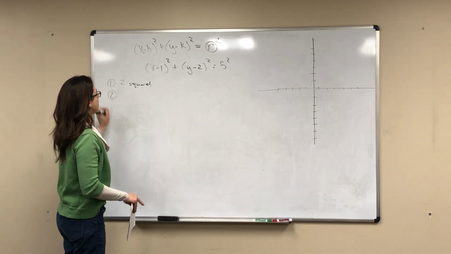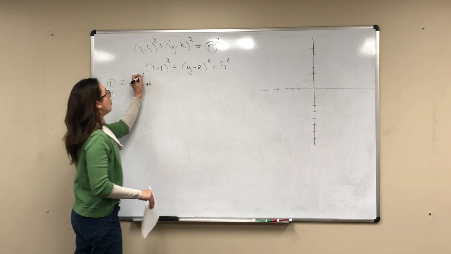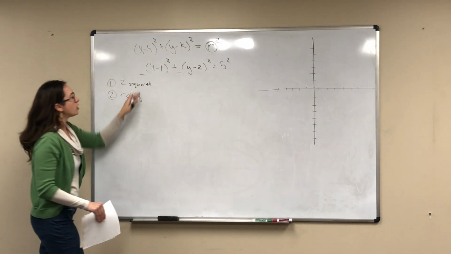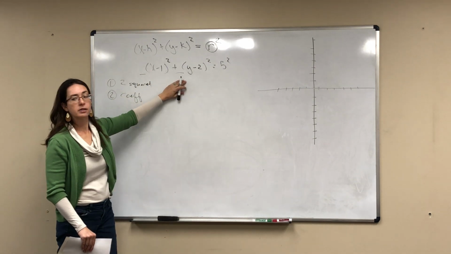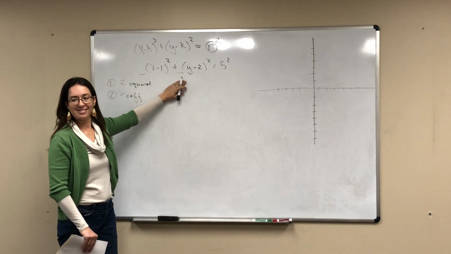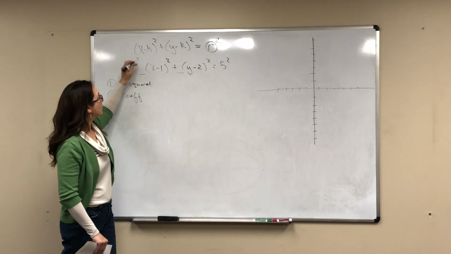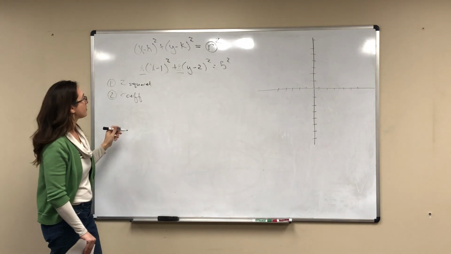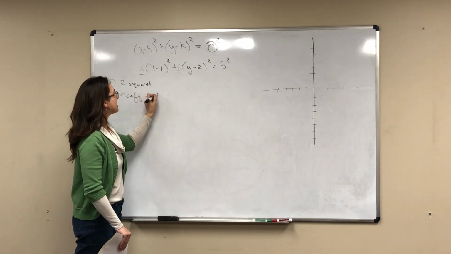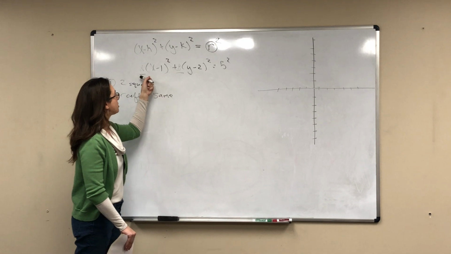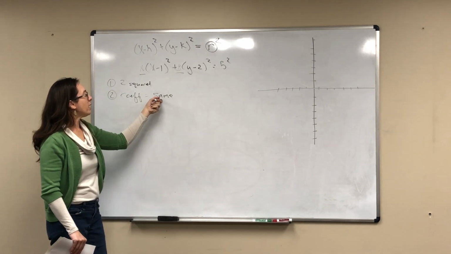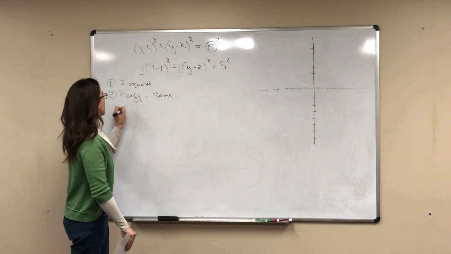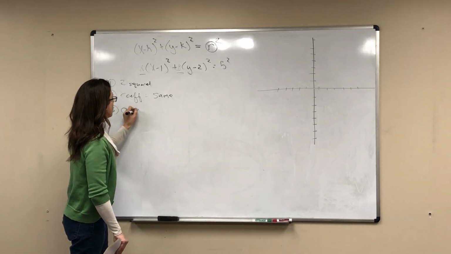The second question is, what are the coefficients? So what are the coefficients of my x and my y? What's the coefficient right here? 1. This A and this B, 1. Right? They're both 1, so they are the same. Our coefficients are the same. When the coefficients are the same, we automatically know that we are working with a circle. So we have a circle.